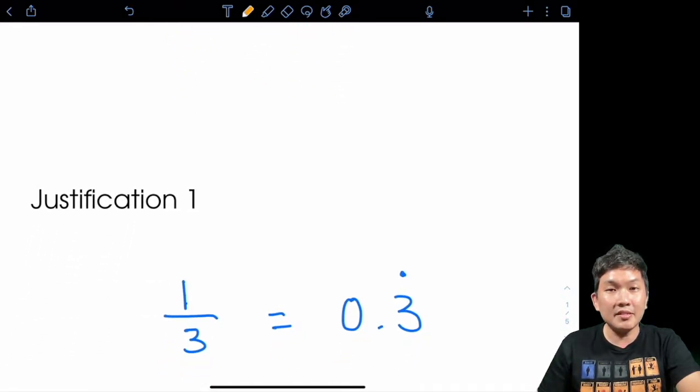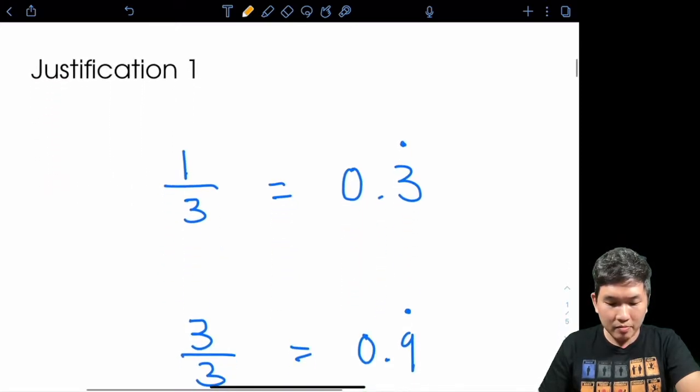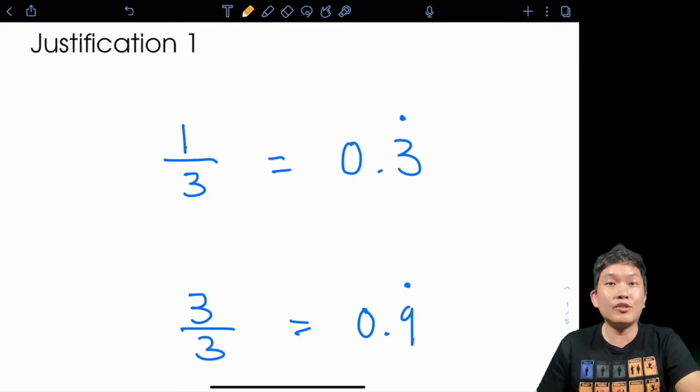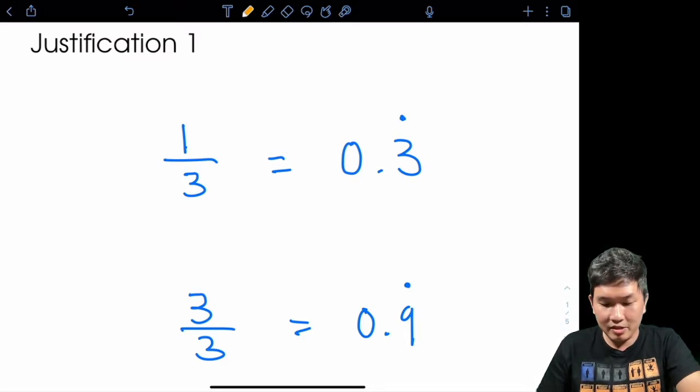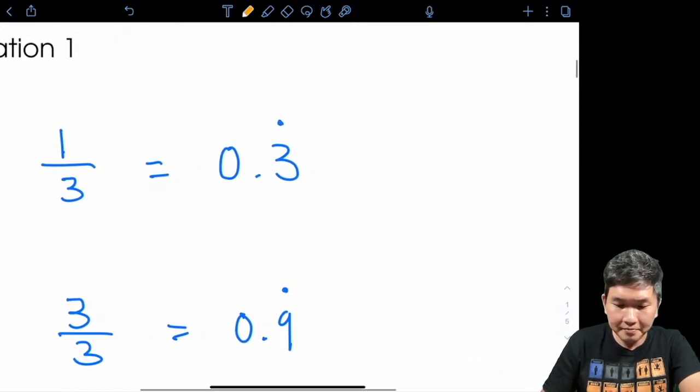So we start with this, and then very simply, in the next step, I'm going to multiply both sides of the equation by 3. If you multiply by 3 on the left hand side, you get 3/3, which is equal to 1 whole, 1. And on the right hand side, you get 0.9 repeating. Let me show you why.